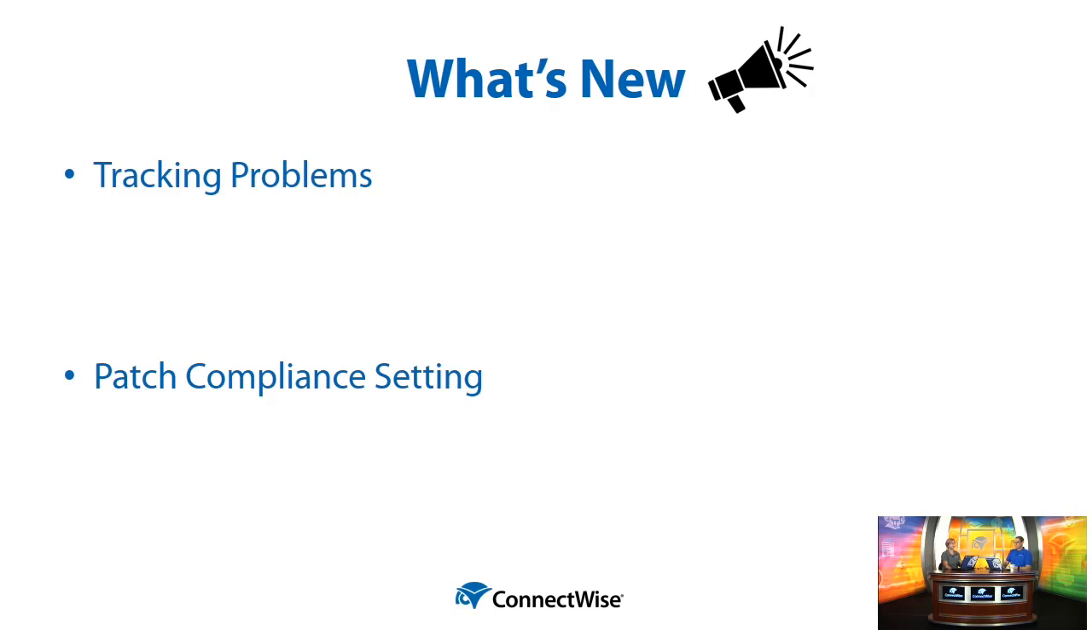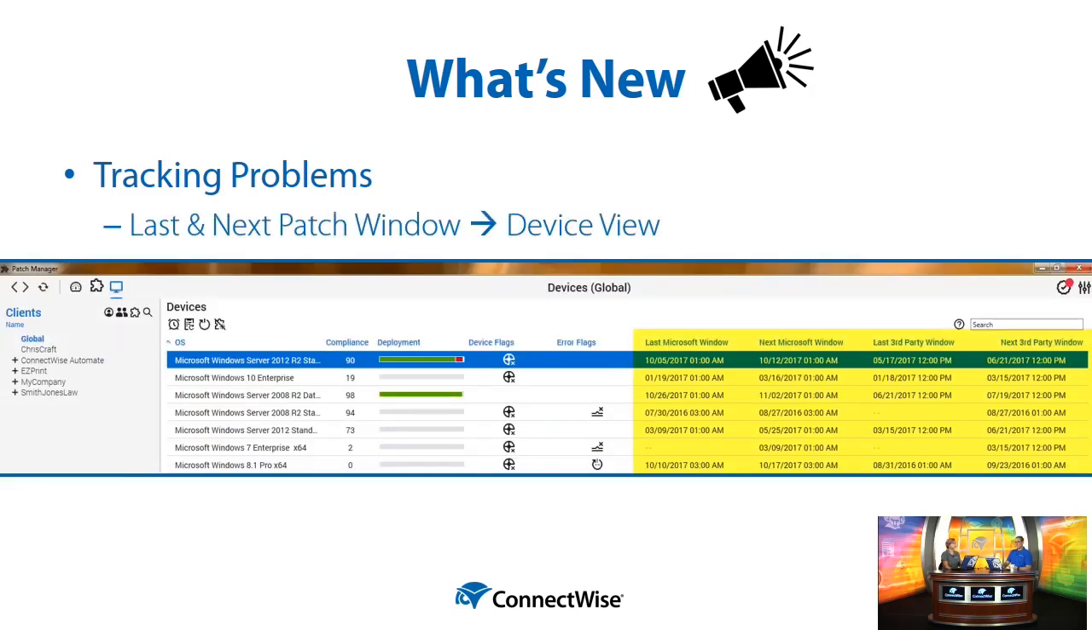In last month's patch, patch 17, we introduced things like last patch window, next patch window. This was a direct partner feedback request. People needed to understand what happened and what's coming next. So being able to see those patch windows displayed right in the patch manager console is super important. So make sure you're on your device view. That's where you're going to see this listed.